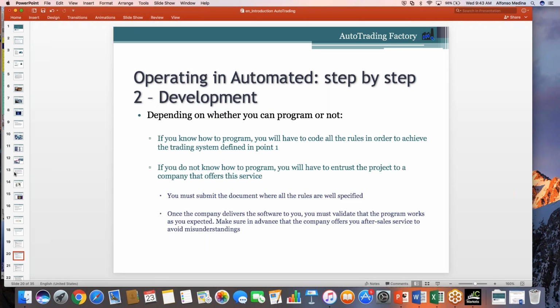So then it comes to the development part. This is where it's going to divide into 2 parts, depending if you know how to code or if you do not know how to code.